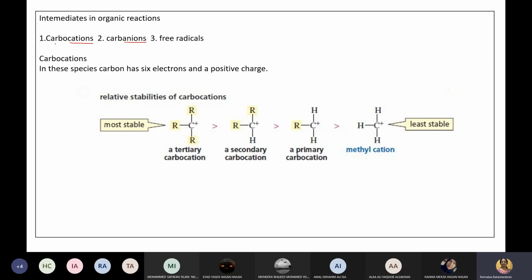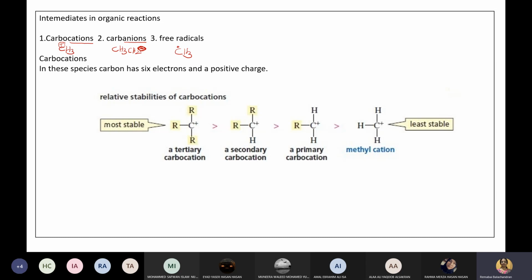So here, carbocation, say CH3+. The carbanion, say CH2-. Free radical, CH3 dot. I hope you understood. So this is the meaning: carbon having positive charge, carbon having negative charge, carbon having a free radical.